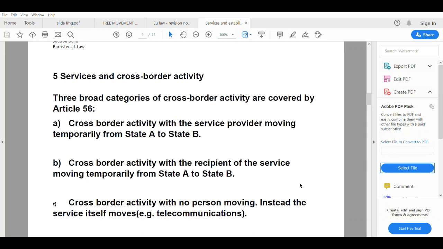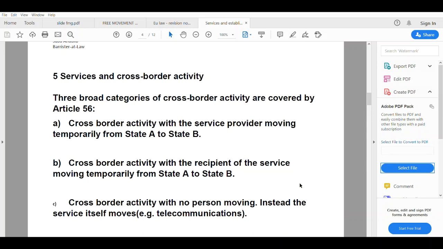Now we'll look at the point of service and cross-border activity. Three broad categories of cross-border activities are covered by Article 56. Firstly, cross-border activity with the service provider moving temporarily from state A to state B. Secondly, cross-border activity with the recipient of the service moving temporarily from state A to state B. And finally, cross-border activity with no person moving, instead the service itself moves.